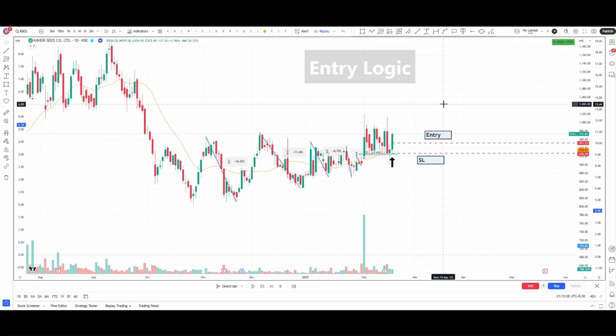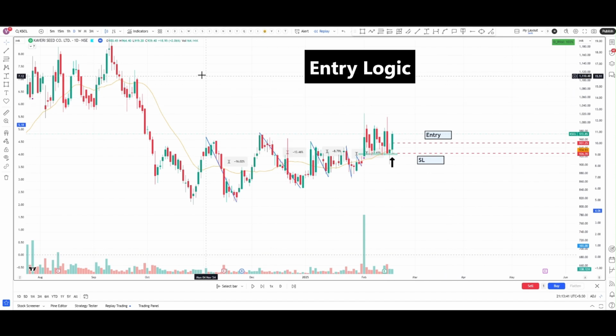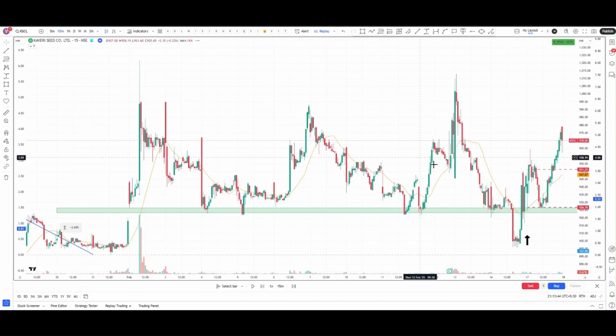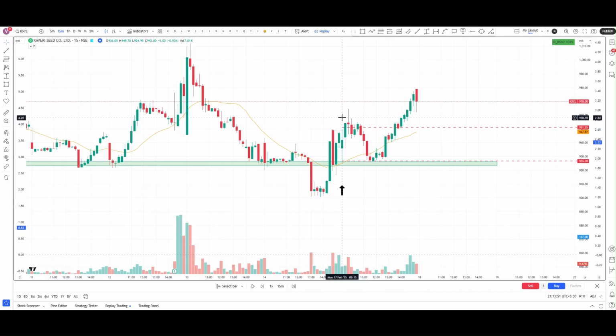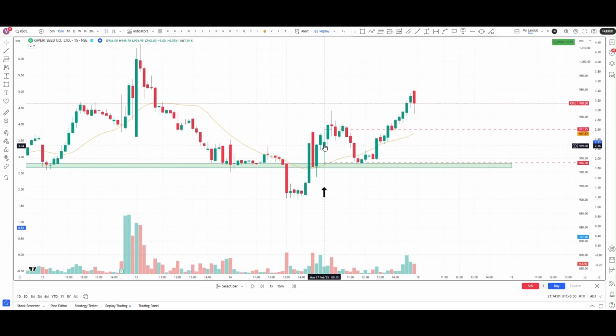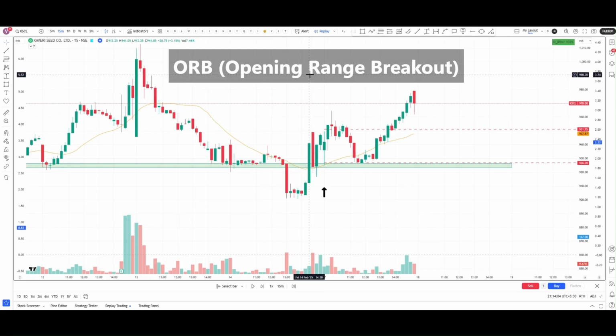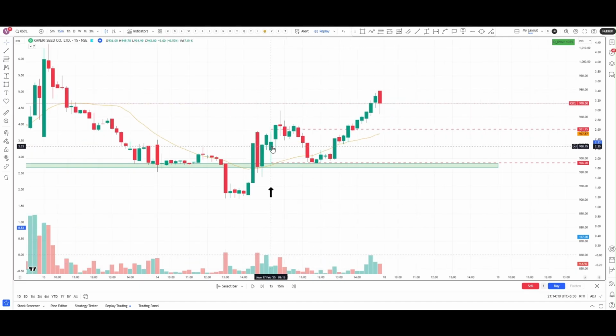To understand the entry logic, we need to go to the 15-minute time frame. In this 15-minute time frame, you can see on 17th February at 9:15, this was the first candle, and I used a method called ORB, which is known as opening range breakout. So what did I do? I waited. This was the 9:15 candle. I waited till the high of this candle got broken, and once it was broken, I would take entry with a stop loss at the low of the day.